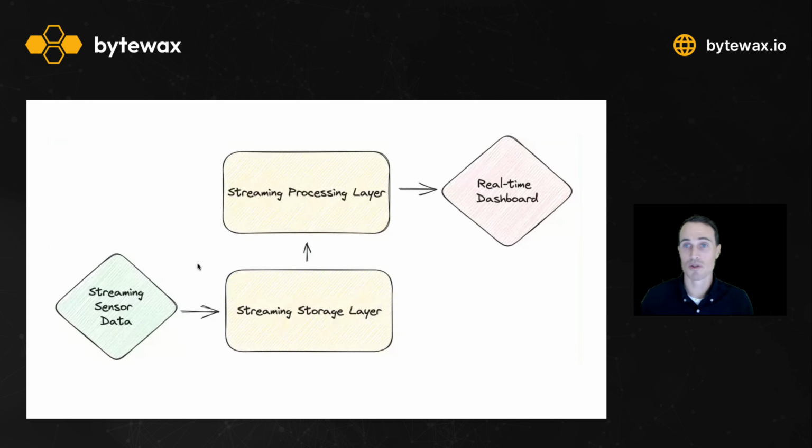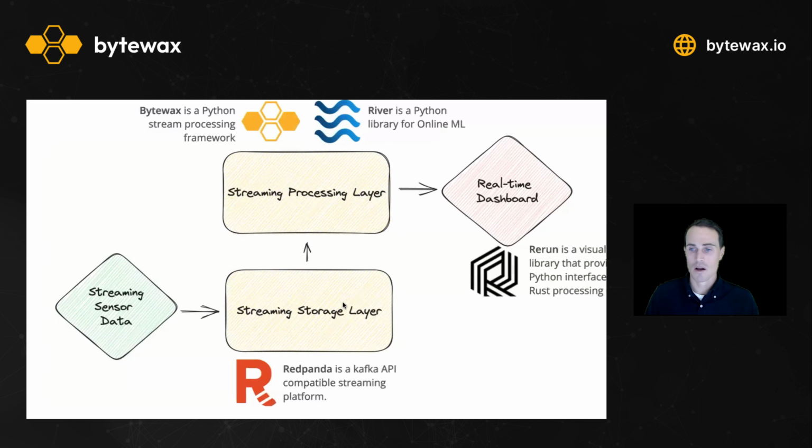So to do this, we will use generated sensor data that is sent to our streaming storage layer, and then we'll consume that in our stream processor to do anomaly detection. And finally, we'll plot our data to a dashboard so we can view our system running in real time. For our storage layer, we will set up Redpanda, which is a Kafka API compatible streaming platform that is very easy to use and install. And it's also quite performant.